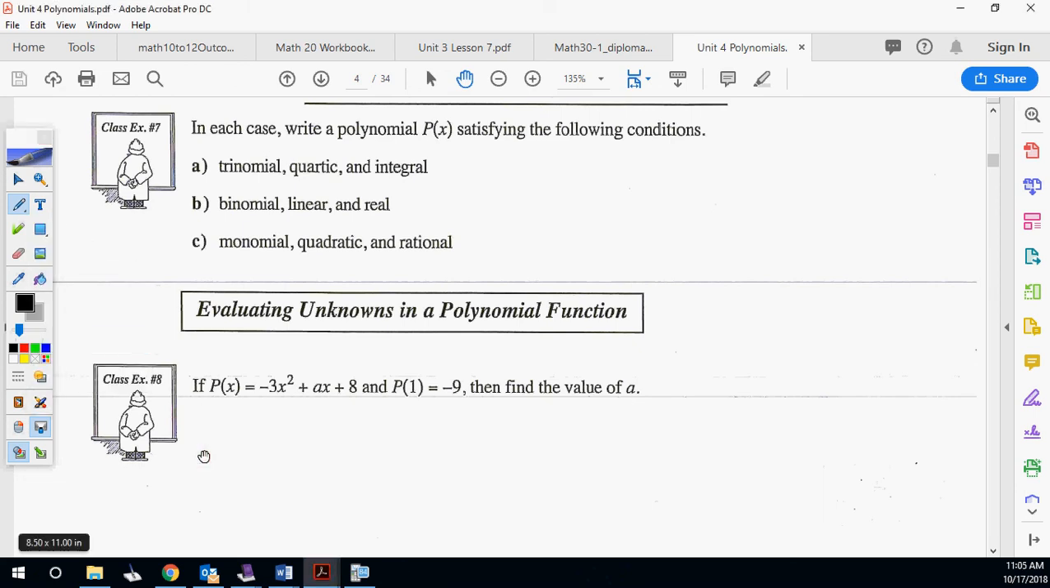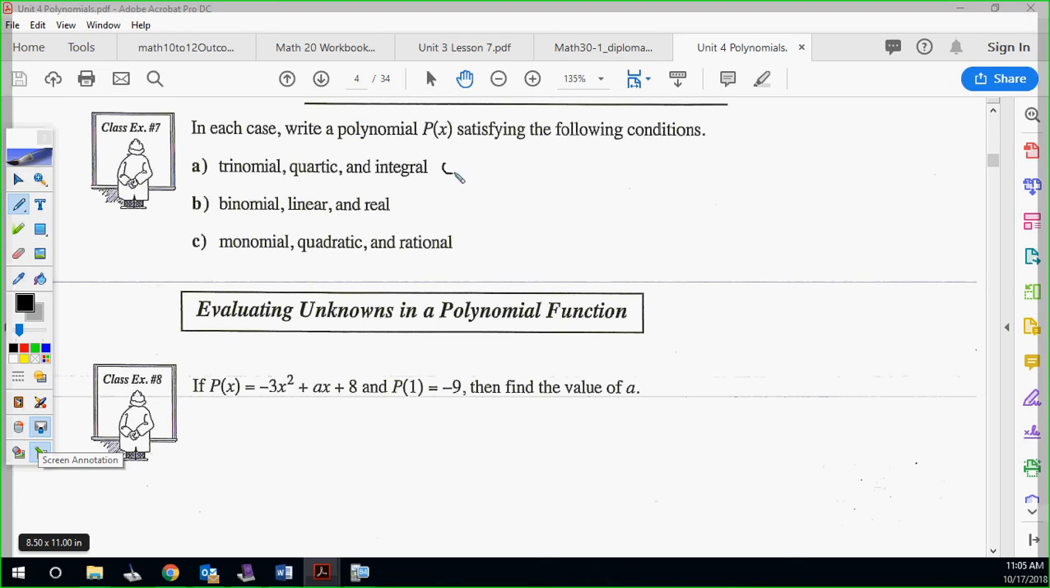All right, good. So the 3 we got here, we got 4x^4, 2x squared. What's the last part, Donovan? Minus 2. Binomial, linear, and real, we got root 7x plus 6. And then the monomial, quadratic, rational. Okay, so let's look at these and make sure.